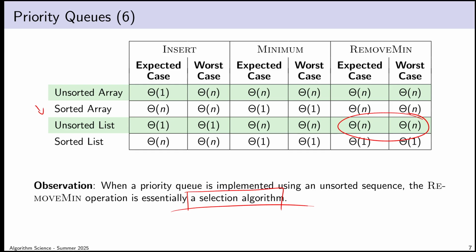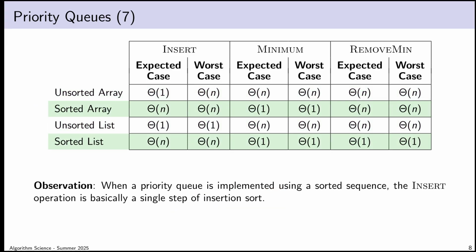So if I use an unsorted sequence, then the RemoveMin step boils down to, in a sense, one step of selection sort. On the other hand, if I use a sorted sequence, well then RemoveMin is easy. I just knock off one element from the beginning or end. But my insertion process is one step of selection sort. Okay, so what is this telling me?